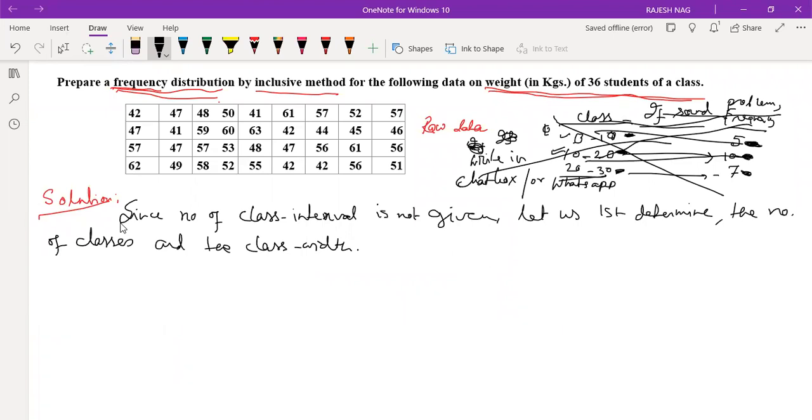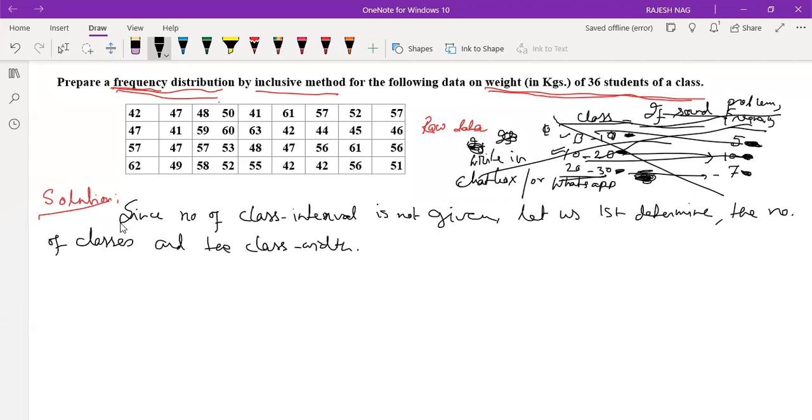36 students. Now we have to form a table from this raw data. But to form the table, we don't know the number of columns. See this example. We don't know the number of classes, and we don't know the number of frequencies for the corresponding classes.